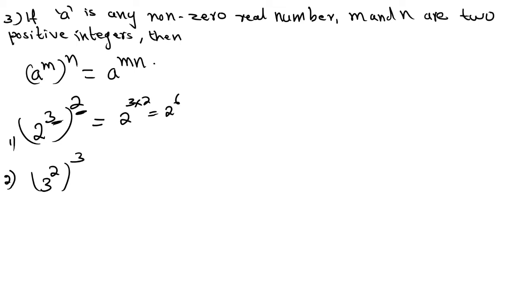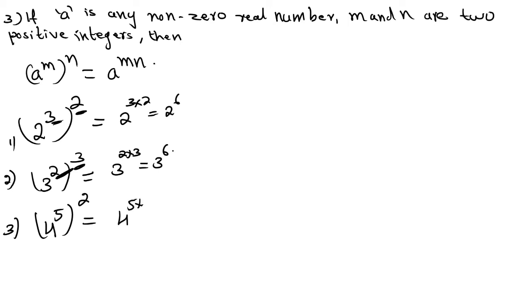Or consider the next example, 3 square to the power 3. It is in the form a to the power mn, right? Here m is 2, n is 3. So we can write it as 3 to the power 2 into 3, it's equal to 3 to the power 6. Or take the next example, 4 to the power 5 to the power 2. Now it's in the form a to the power mn, so you can write it as 4 to the power 5 into 2, it's equal to 4 to the power 10. You can multiply the powers directly.